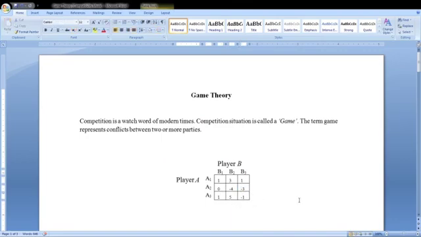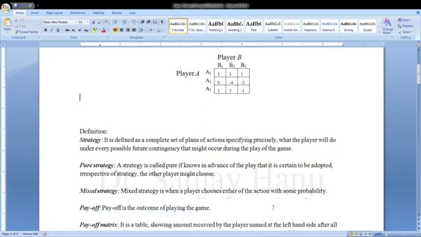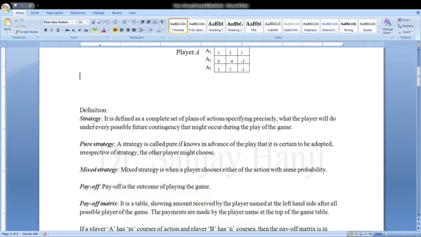So this is the basic concept of game theory. You will get problems in the same fashion. Anyway, we will now see the definitions. The first definition is a strategy. What is a strategy? It is defined as a complete set of plans or actions specifying precisely what a player will do under every possible future contingency. That means for any future situation that might occur during the playing of the game, what the player will do.